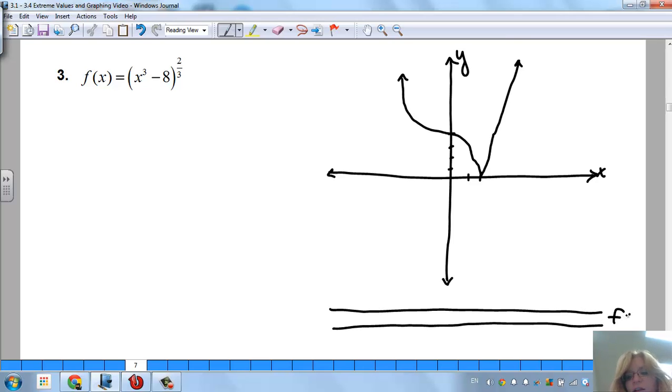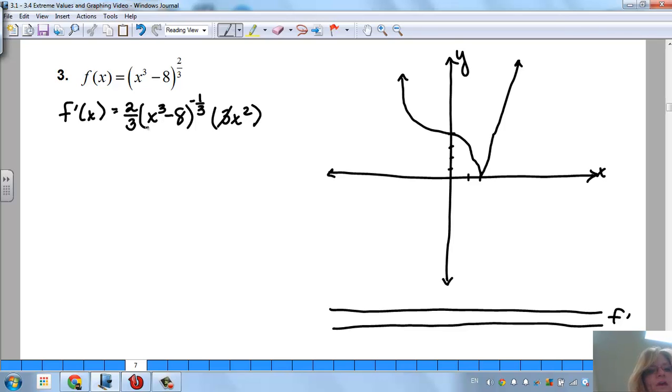So this is nice to know, to see if our calculus skills can tell us what our critical points are. The first thing we're going to do is take the first derivative, and put it equal to 0. This is the power rule. So it's going to be 2/3, don't touch the inside, and then subtract 1. 2/3 minus 3/3 is negative 1/3, times the derivative of the inside, which is 3x squared. The 3's will cancel, so I end up with f prime of x equals 2x squared times x cubed minus 8 raised to the negative 1/3.